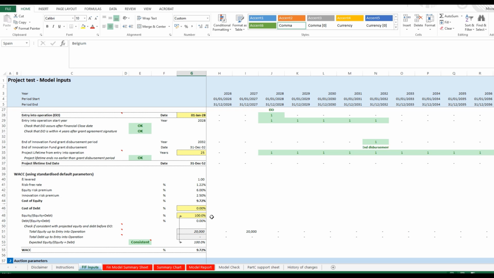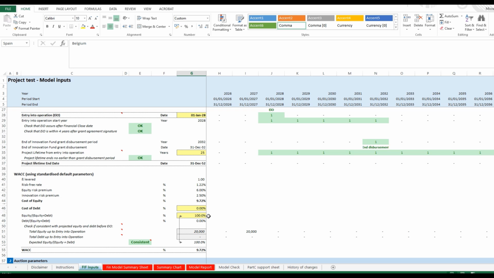The total equity and debt used in the WACC calculation corresponds to the amount required from investors to develop and build the project. The ratio here reflects the expected proportion of equity secured at financial close to finance project capex. Do not include any Innovation Fund grant amount or subsidies in the equity portion. Ensure that the equity and debt portions used in the WACC formula are consistent with those used in the project's cash flow projections. In this illustrative example, equity represents 100% of the financing for project development and construction.